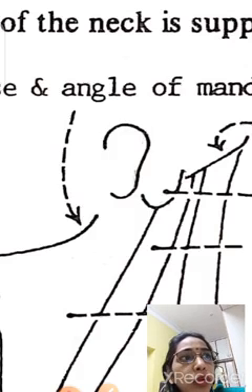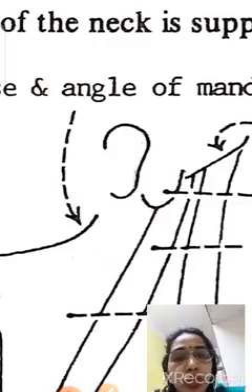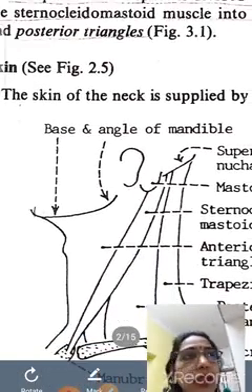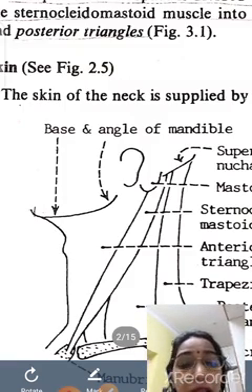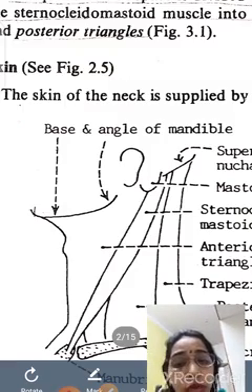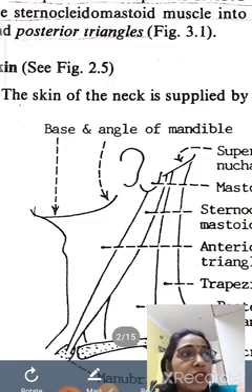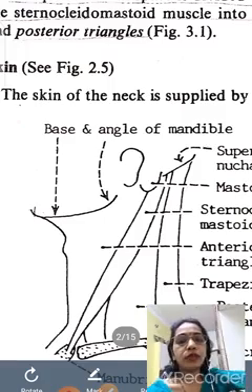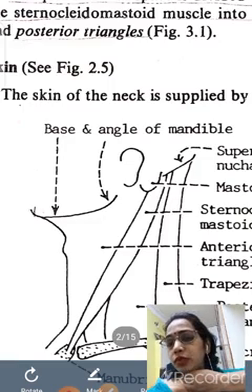See, the motor part is by the spinal accessory nerve, the 11th cranial nerve, and the sensory part is from the ventral rami of C2 and C3. Okay, that is the proprioceptive also. Okay, the next very important part is the action of the sternocleidomastoid. As I told you, when one muscle contracts, it turns the face to the opposite side.